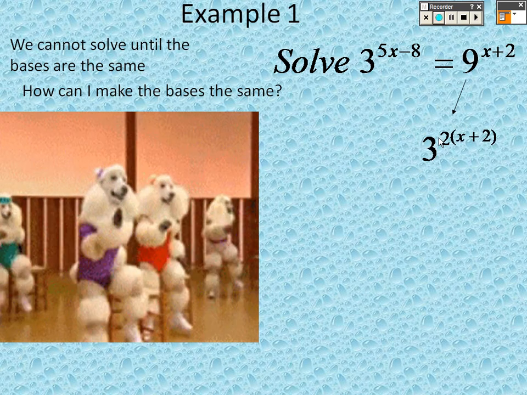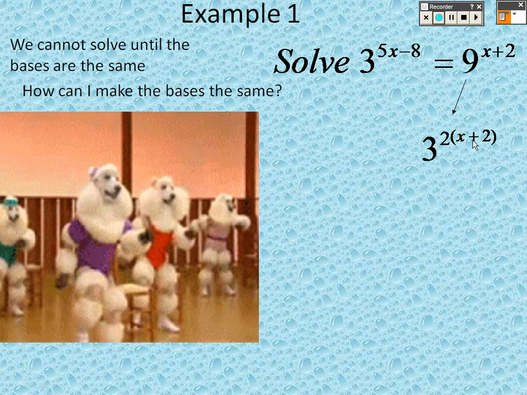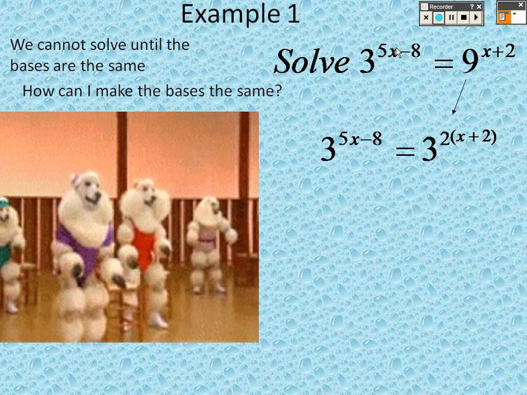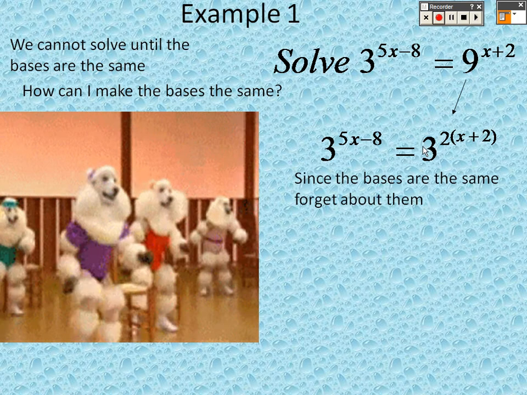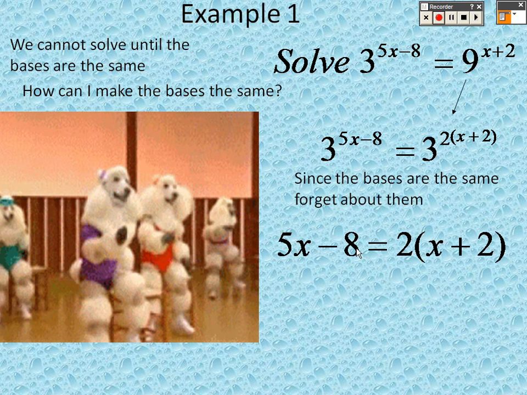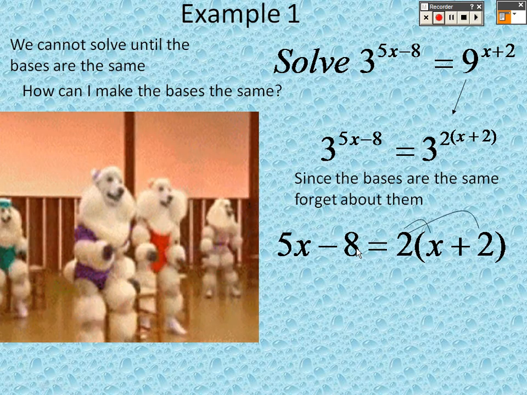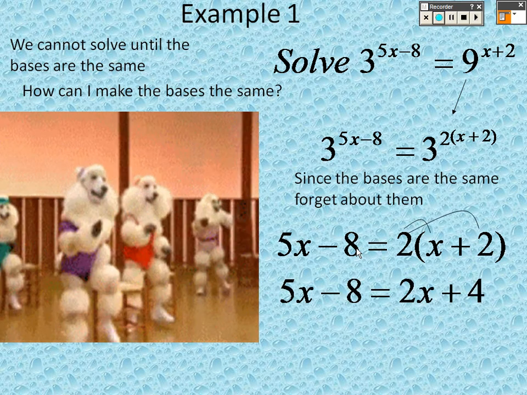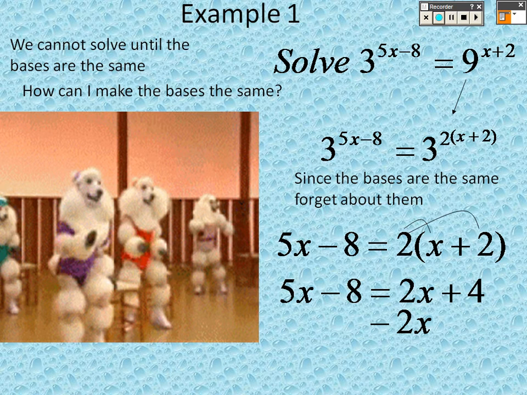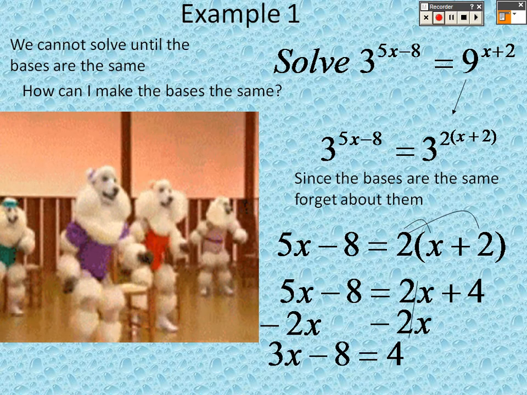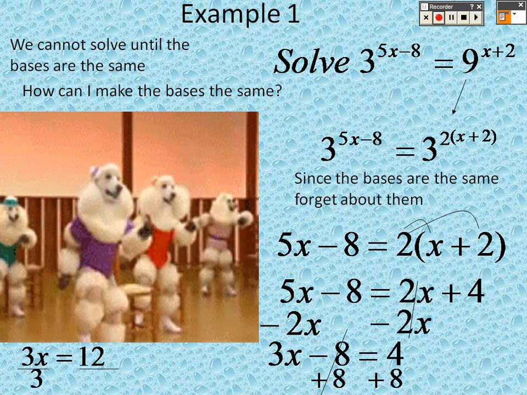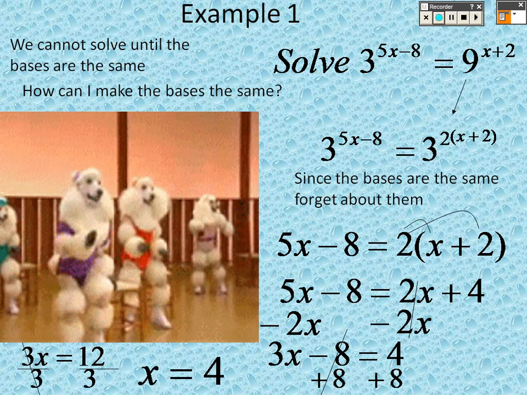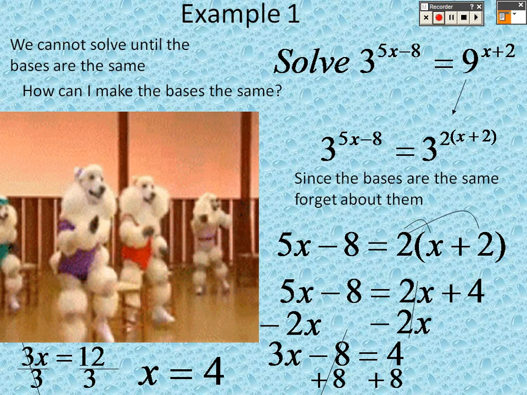So I take that 2 and I multiply it by everything up top, and I set it equal to the 3 to the 5x minus 8. Now that the bases are the same, all I have to do is worry about the tops. So really that's my equation here to solve. So I take that 2 through to both, so I end up with 5x minus 8 equals 2x plus 4. I combine my x's to get 3x minus 8 equals 4. I add 8 to both sides, so I get 3x equals 12. Divide by 3, and I figure out that x equals 4 is my answer.